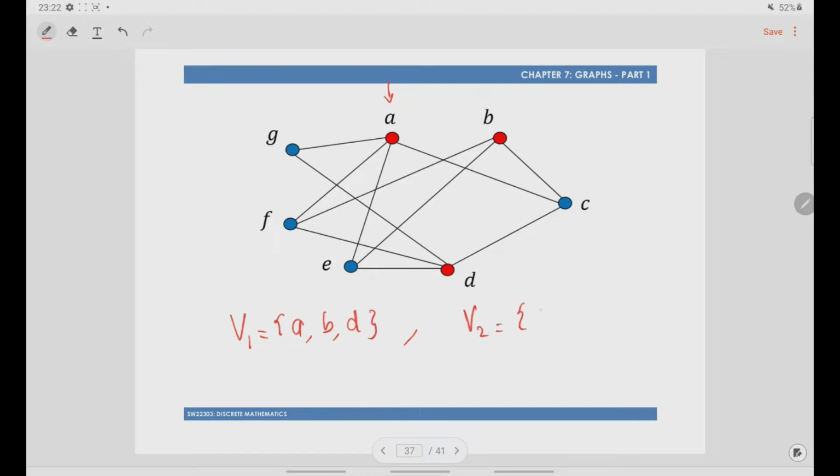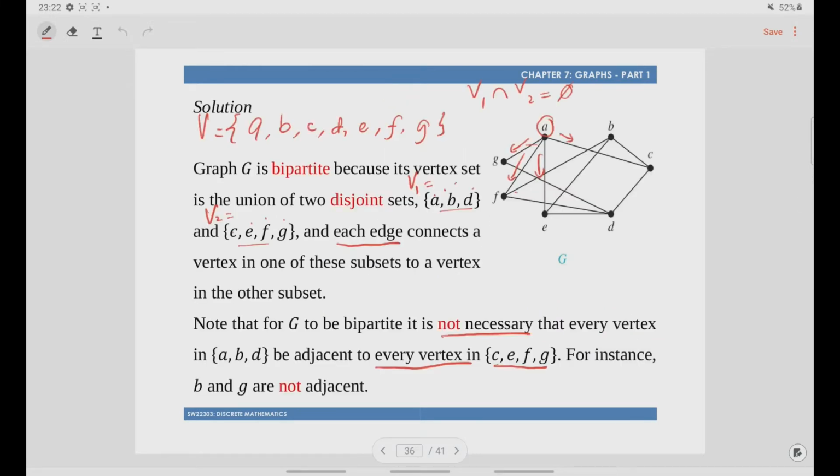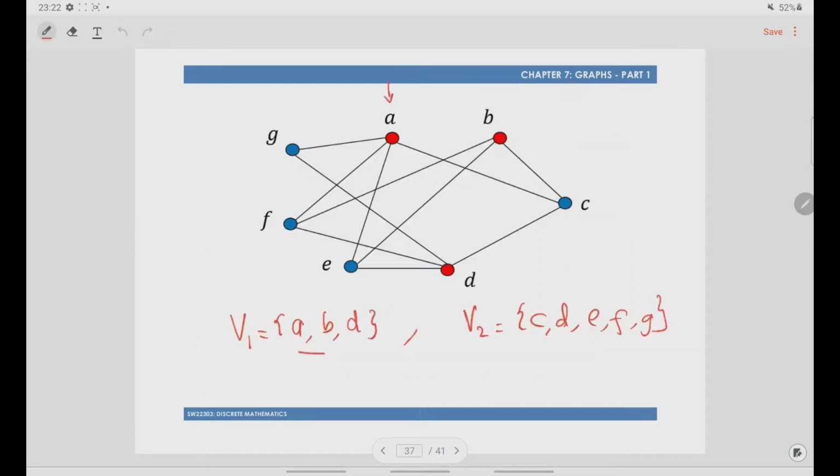We have C, D, E, F, and G. Exactly the same as the previous answer. Okay, we have 2 different sets. All right. So as you can see, there is no common element here. There's no common element here. So these 2 sets are disjoint. Okay. So the given graph G is bipartite. That's our conclusion.